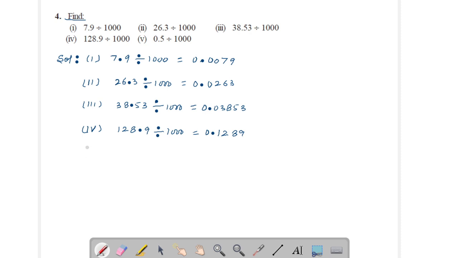Then come to the fifth part. It is 0.5 divided by 1000. In 1000 there are 3 zeros. Therefore, the decimal will shift towards the left hand side 3 digits. It can be written as 0.0005. This is your answer.